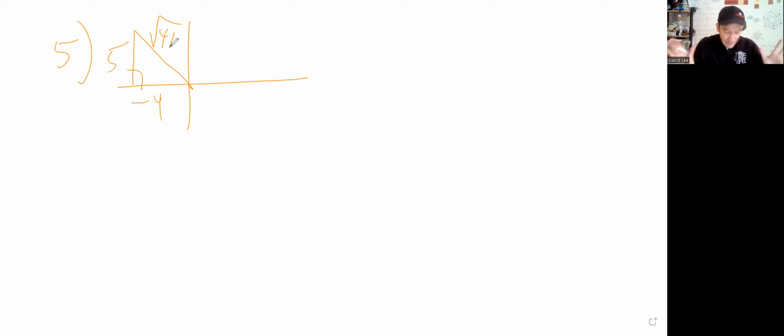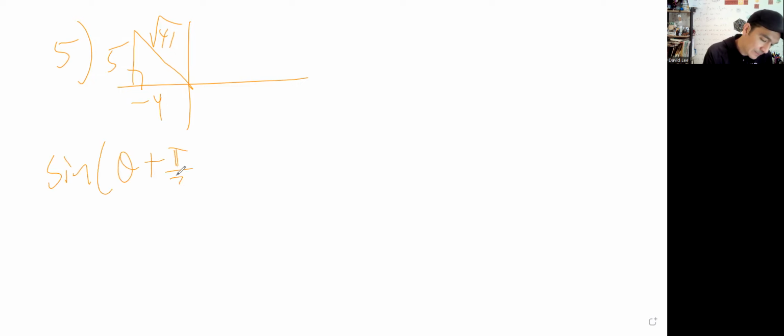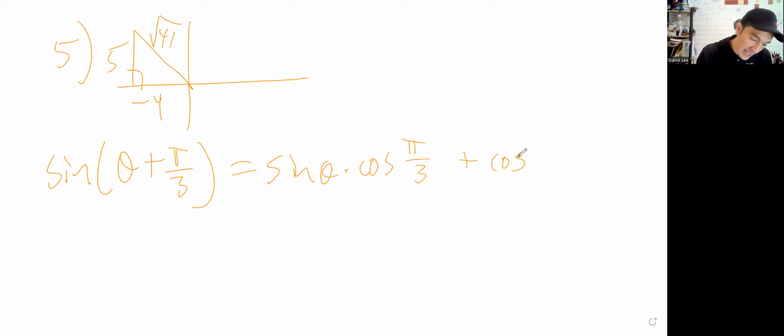And then what's the goal for number 5? We want the sine of theta plus pi thirds. That's a sum identity. Sine of something plus something looks like a sum identity. So look at sum identities and look at sine. That would go sine A times cosine B plus cosine A times sine B. So like the previous problem, we have 4 parts to take care of.